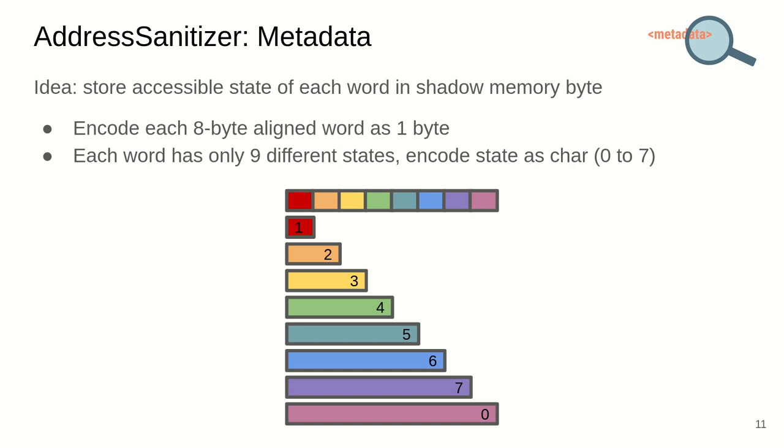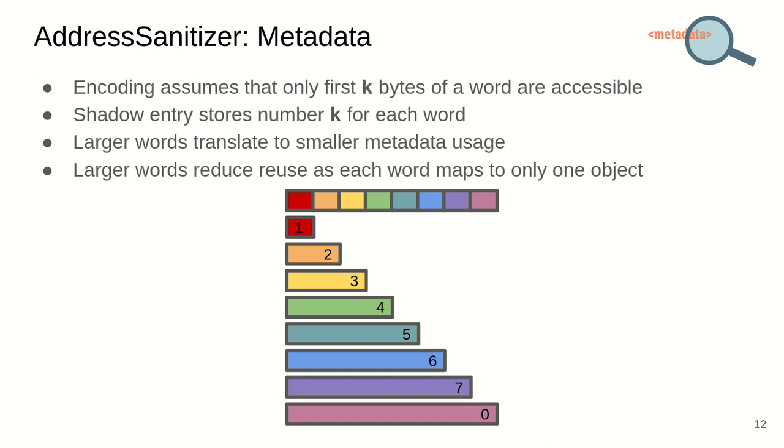A more efficient way to encode this is to simply store how many bytes are actually accessible. And the value in the metadata stores how many bytes are accessible from the beginning of this 8-byte region. Just 1 byte, 2 bytes, 3 bytes, 4 bytes, 5 bytes, 6 bytes, 7 bytes. And if all the 8 bytes are accessible, we store it as a 0. Right? Because this allows us a very efficient check if we go for the full 8 bytes. So the encoding assumes that only the first k bytes of a word are accessible, and the shadow entry stores the number k for each word.